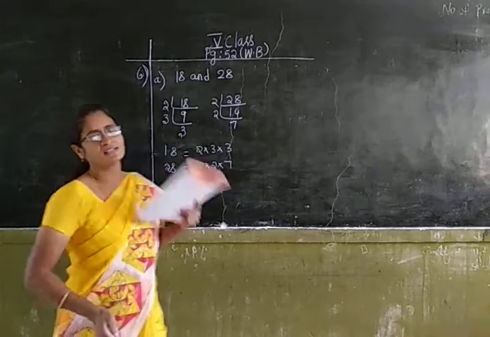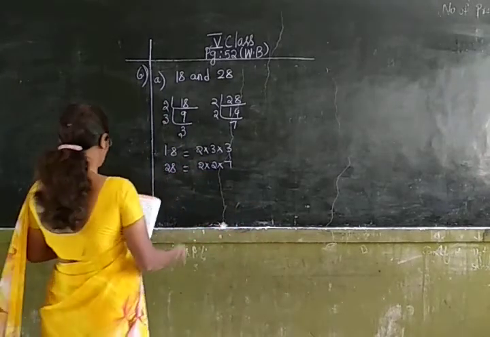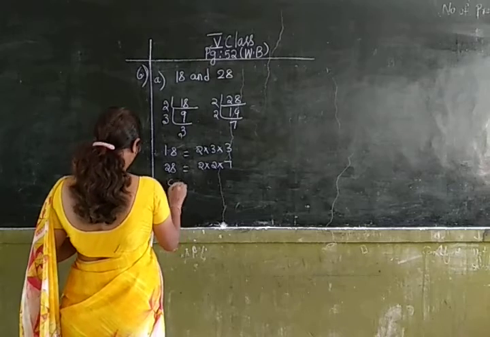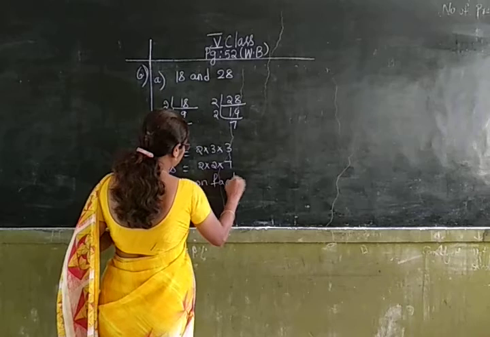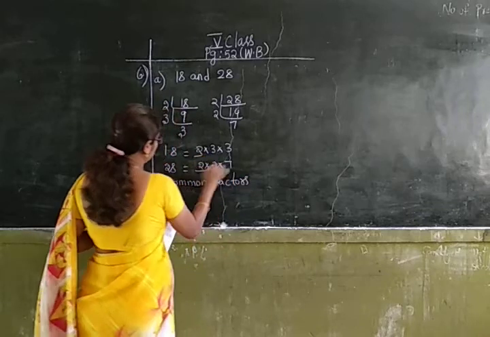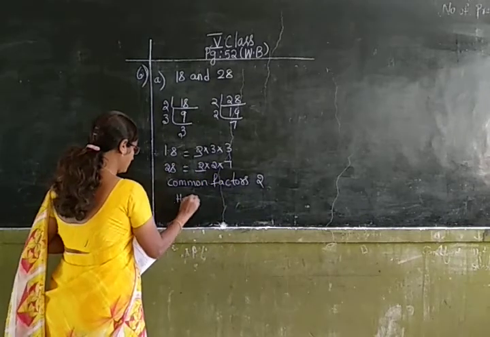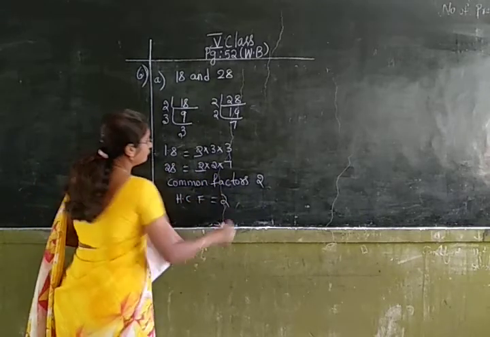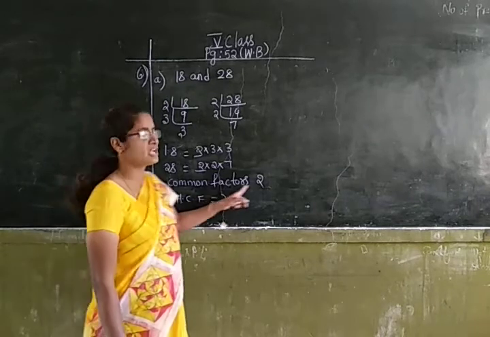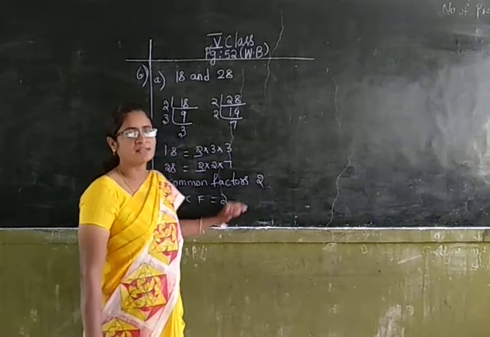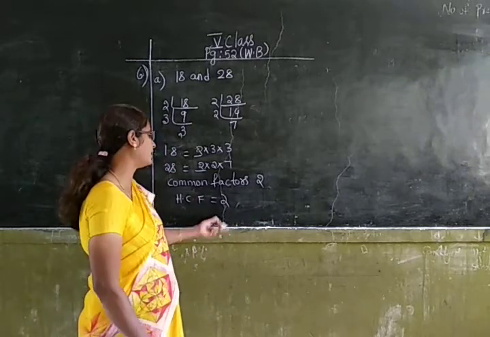For finding the HCF, we have to find out the common factors. Here the common factor is only 2. So HCF is 2. For finding the HCF, first you have to find out the common factors and then multiply. Here there is only one common factor, so no need of multiplying.